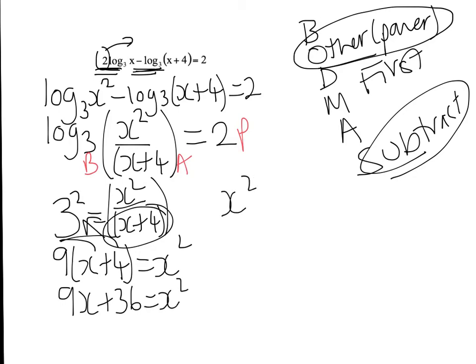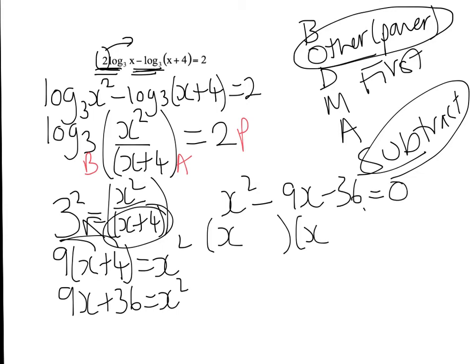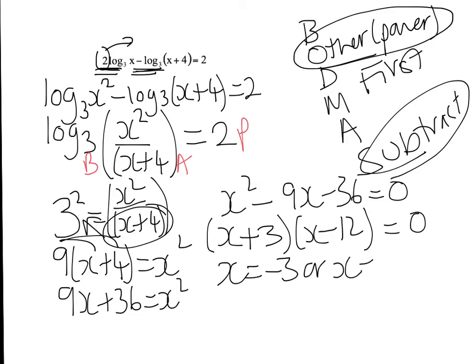And it's looking a bit quadratic-y: x squared minus 9x minus 36 equals 0. x equals, I think it's a 3, is it? And a 12. Which way around? Minus, plus. So either x is minus 3 or x is 12. And I think if we look up again, there's no way we can get log to the base 3 of minus 3. So therefore we would reject this answer, and x is 12 is my answer.